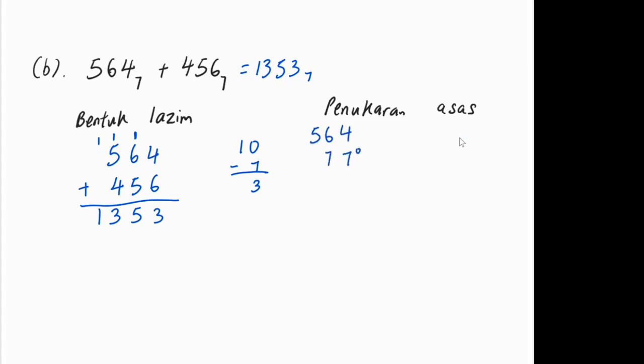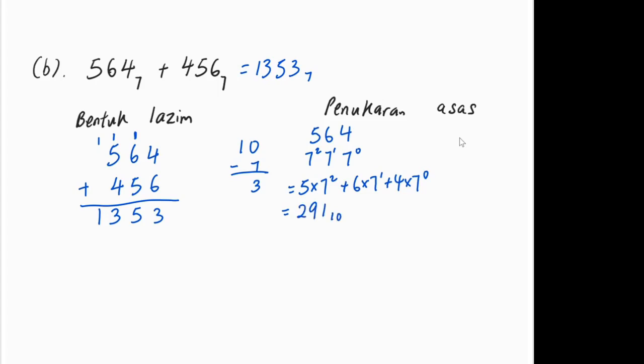7 kuasa sifar, 7 kuasa 1, 7 kuasa 2. Jadi di sini kita dapat 7 darab dengan 7 kuasa 2, 6 darab 7 kuasa 1 dan 4 darab dengan 7 kuasa sifar. Ini dapat 5 darab dengan 49. Sebenarnya bahagian ini boleh kita tekan kalkulator supaya lebih cepat. Jadi bahagian ini kita tekan kalkulator, kita dapat 291 asas 10.